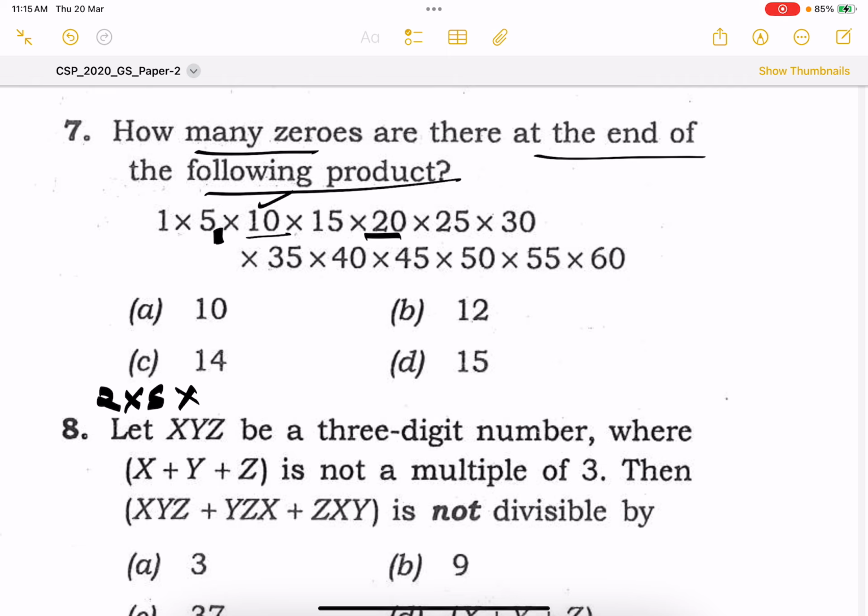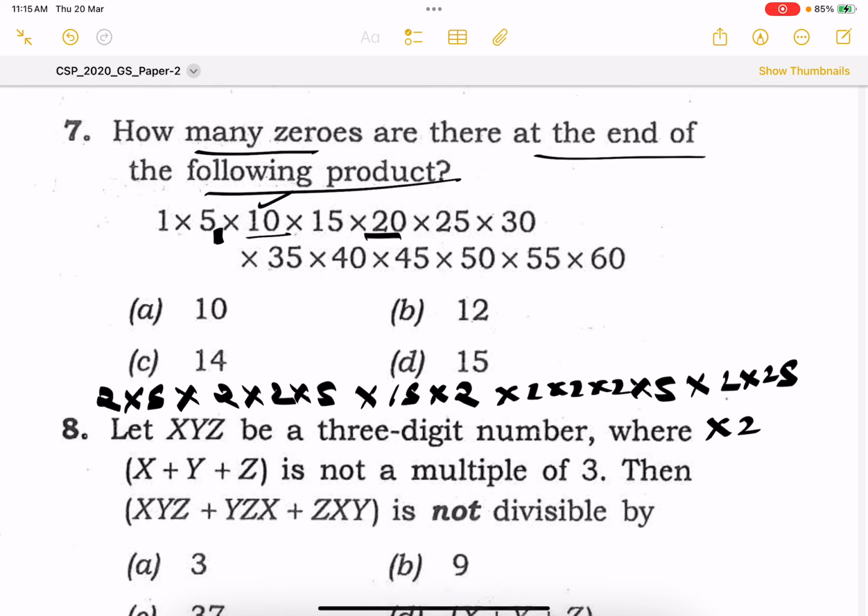So if we only count the number of 2s here, in which factors will 2 come? First in 10, so write 2 into 5. Then the next 2 comes in 20, that is 2 into 2 into 5. Then the next 2 comes in 15 into 2. The next 2 comes in 2 into 2 into 2 into 5. Then 2 into 25. Then the next comes 2 into 2 into 2. Count the number of 2s: 1 2 3 4 5 6 7 8 9 10. You see that the only 2 which comes is after 5. So the number of 5s is definitely more here than the number of 2s.